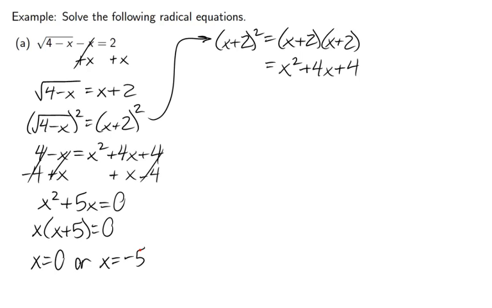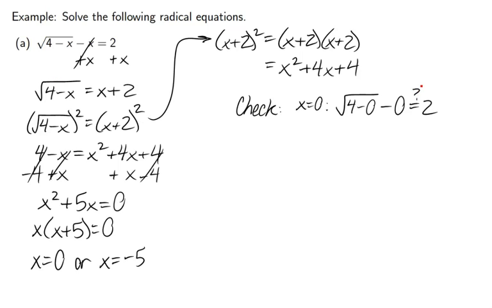Remember, for these, step 4 is you need to check your answer. So what I'm going to do is plug these back in. Square root of 4 minus 0 equals 2. It's important when you do these to make sure that you plug the value back into either the original equation or some variation of it that happened before you squared both sides. The original equation is probably your safest bet.